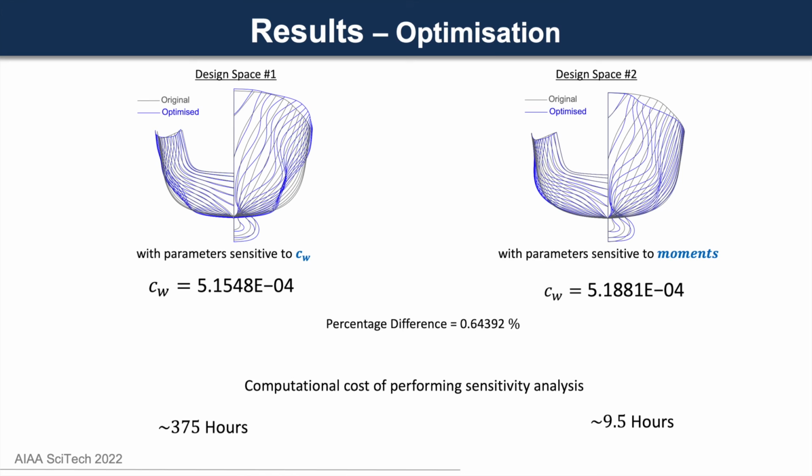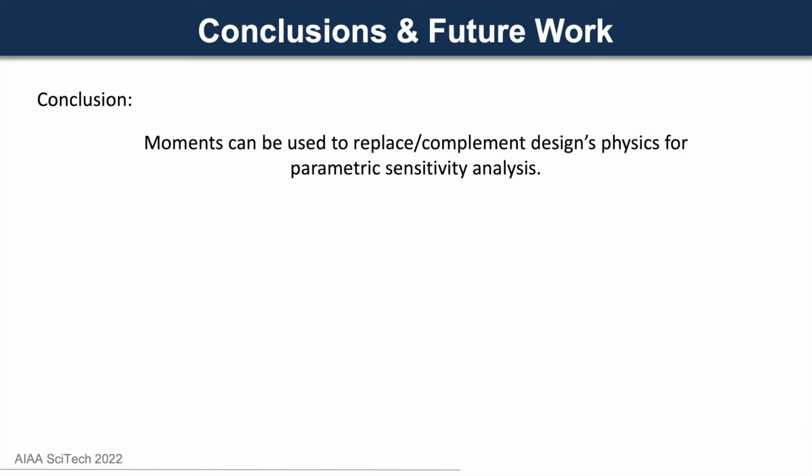So this proves experimentally that the moments can be used to complement or replace the wave resistance coefficient, which is an important performance criterion, and to achieve similar optimization results. So in conclusion, we can say that the moments, which are closely related to the wave resistance coefficient as a physical quantity, are computationally less expensive properties that we use to complement and replace the physical quantities, at least to drive the sensitivity of the parameters.